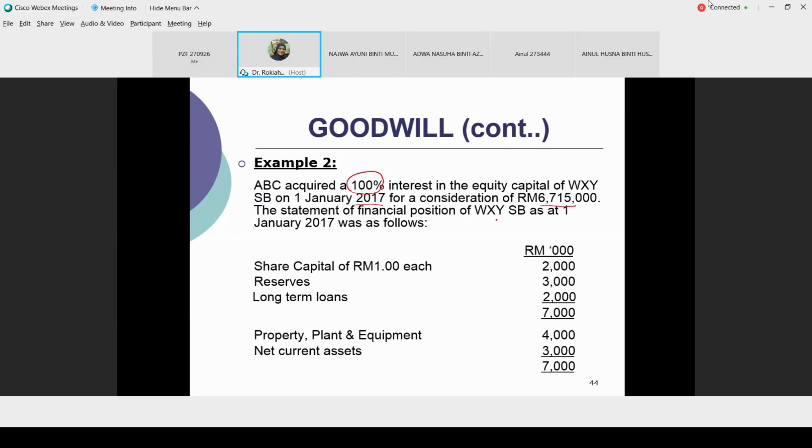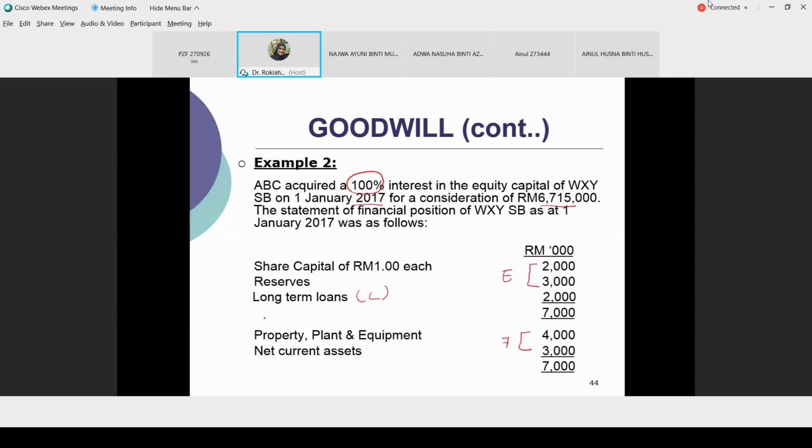This is the statement of financial position for the subsidiary. If you look here, they have share capital and reserve. These two items are considered equity, because the long-term loan here is a liability. And for assets, they have two types, PPE and net current asset. So altogether you have 7. So this is an asset.